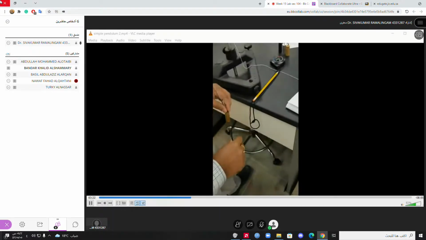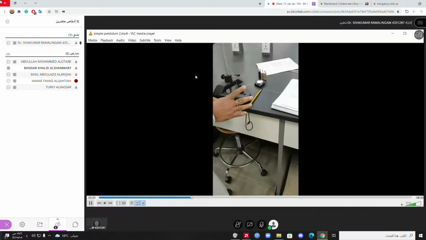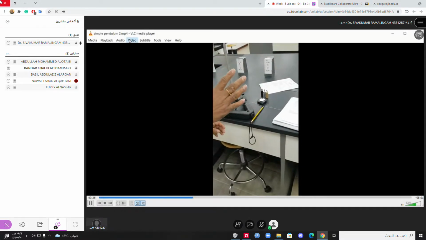And come to the second part. Here, we are fixing the mass. In the first part, we changed the mass and fixed the length. Now we are fixing the mass. You can take any mass; out of the four, you can fix any one. Now the length is 1 meter. Already I fixed 1 meter.